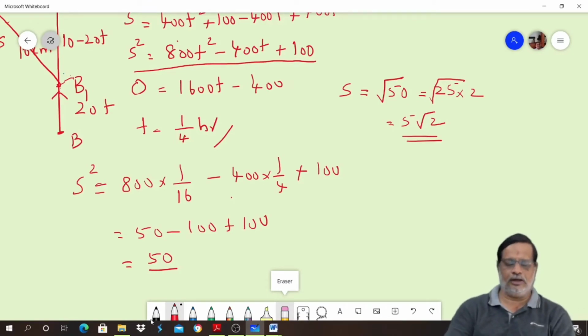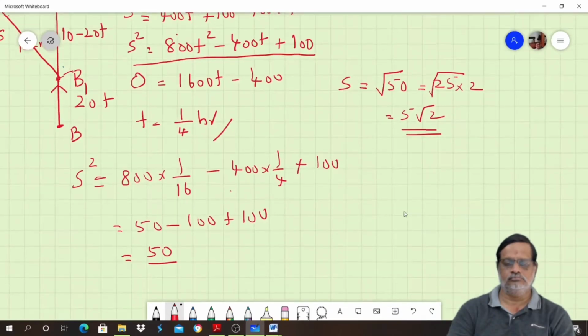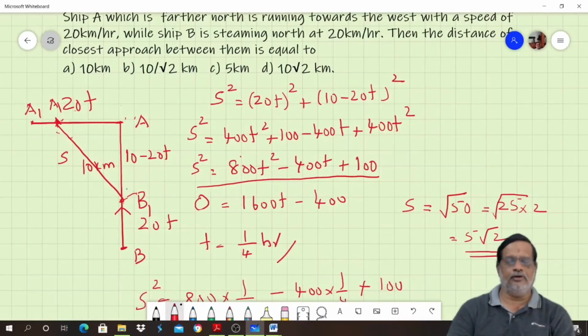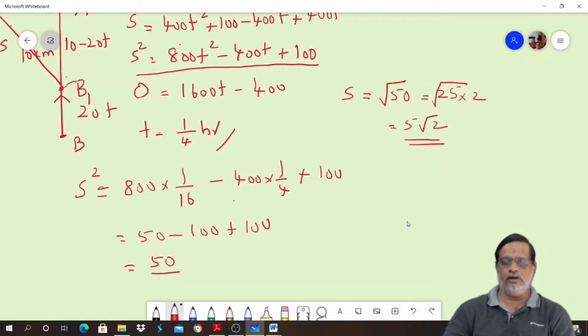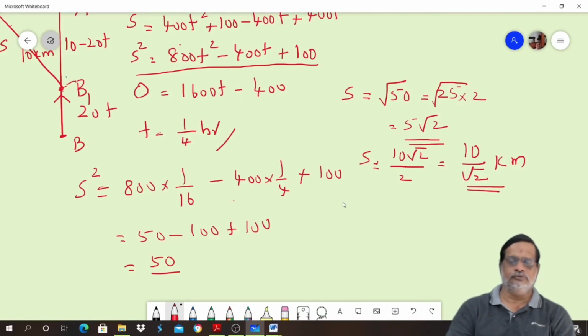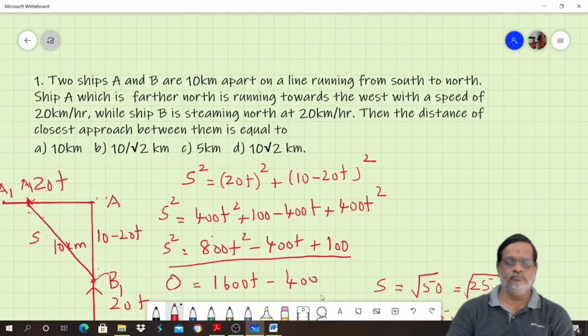So that is going to be our answer, 5 root 2. But we don't have an answer with 5 root 2 among the options. No problem. What we are going to do is multiply and divide the numerator with 2. So this will be 10 root 2 divided by 2, which is equal to 10 by root 2 kilometer. So that is our final answer, and our answer will be option B.